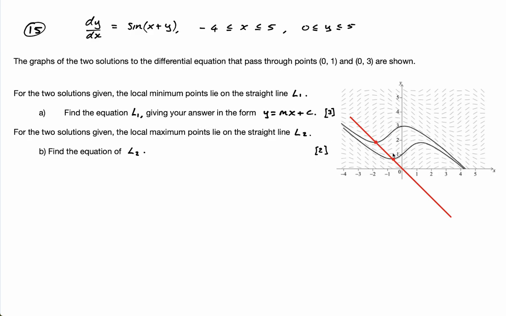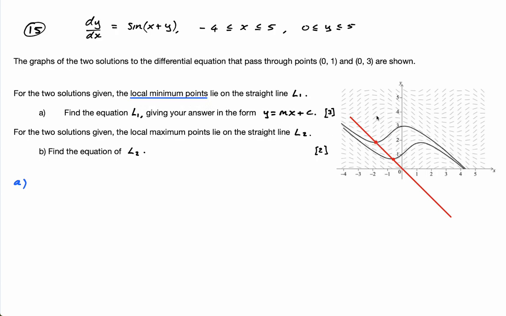Now you might hazard a guess at what that equation is, but I don't actually know what that point is, and I don't know what this point is. So I can't find the equation of the line using 2 points because I don't have any points. The only points I have are (0, 1), which isn't helpful, and (0, 3) for this curve, which isn't helpful. But what I do know is it says for the two given solutions, the local minimum points. So it goes through these two local minimum points.